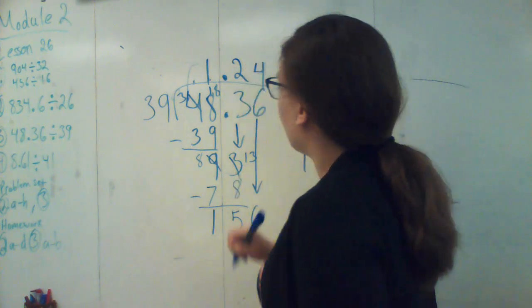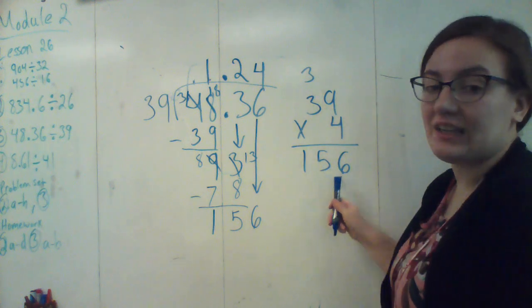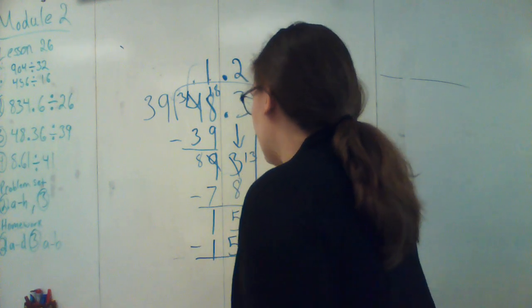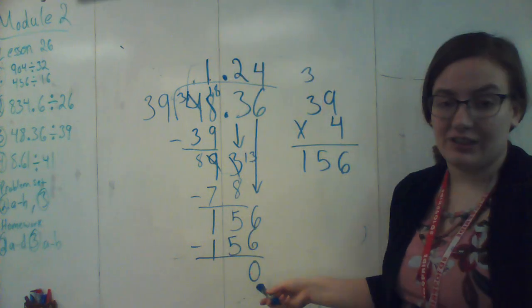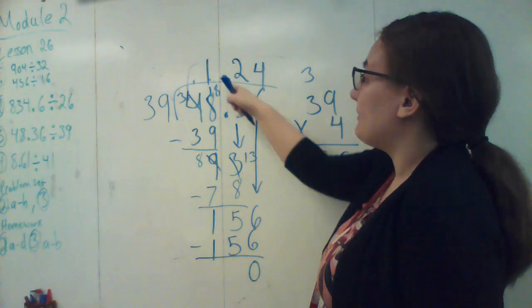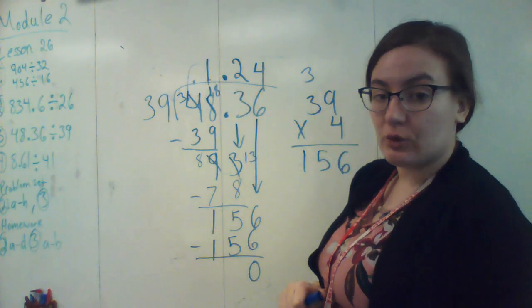So I'm going to put a 4 up here. 39 times 4, we said, is 156. And then I'm going to go ahead and subtract. And I get a remainder of 0. So since I have a remainder of 0, I'm now totally done. And my final answer is 1 and 24 hundredths.